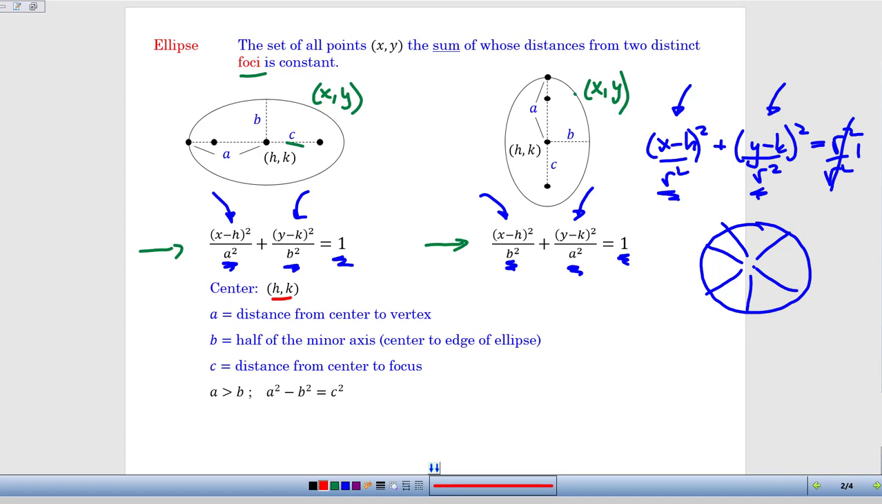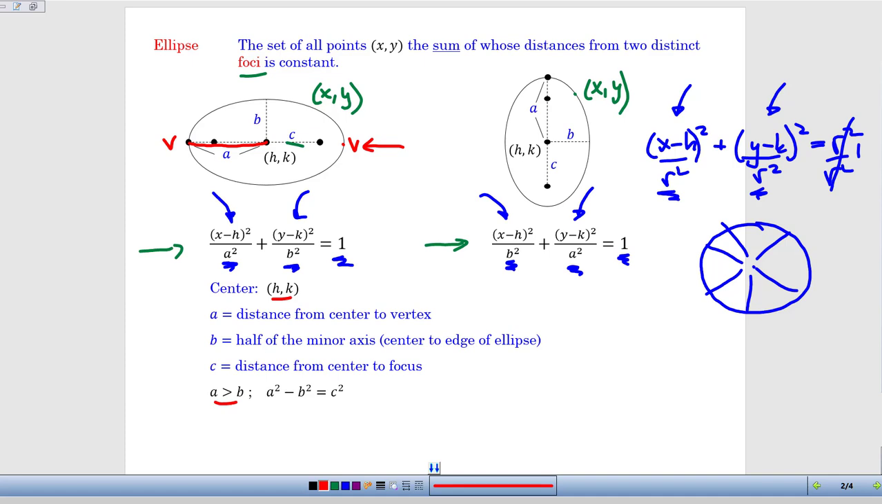The big difference here is that our denominators, a squared and b squared, are going to be different. So the rule is that whichever denominator is bigger, that is going to be our a squared denominator. And then the smaller of the two is going to be b squared. And so we can see that in the diagrams above. For the ellipse that's stretched in the horizontal direction here, we can see that a is this long distance from the center to the edge of the ellipse. And so the vertices are going to be these 2 points that are a away from the center. So that's going to be in the long direction.